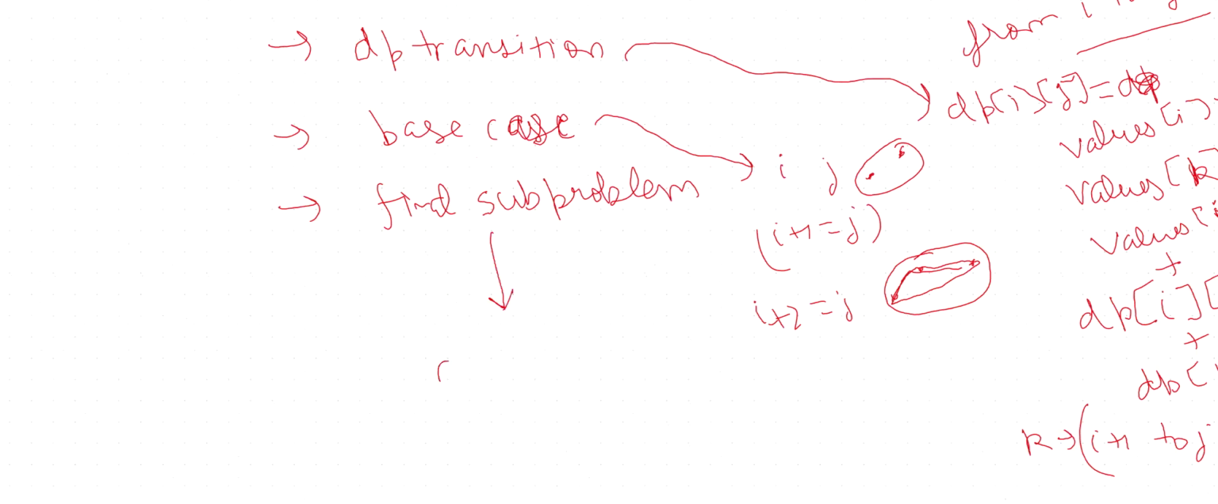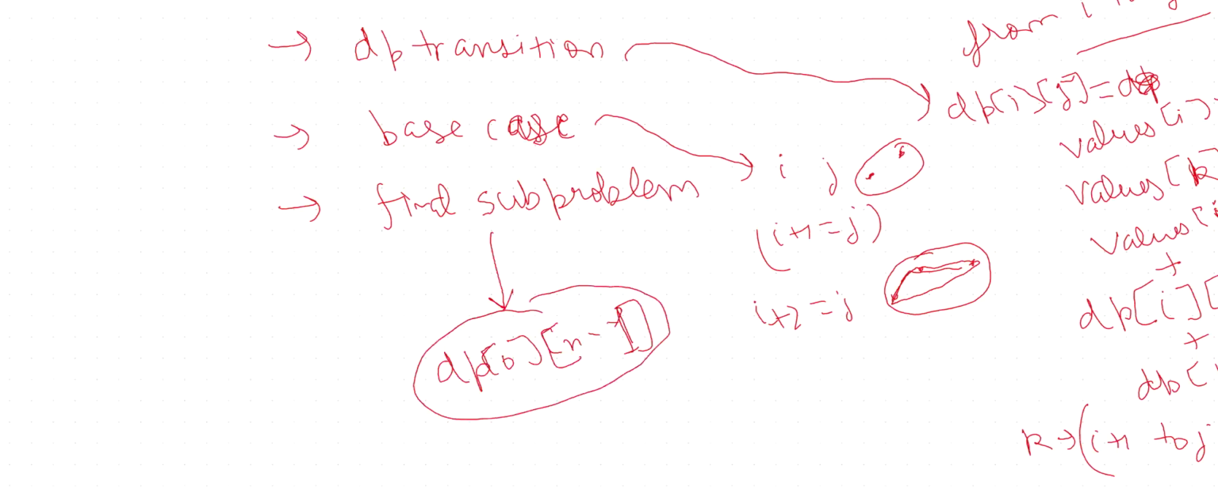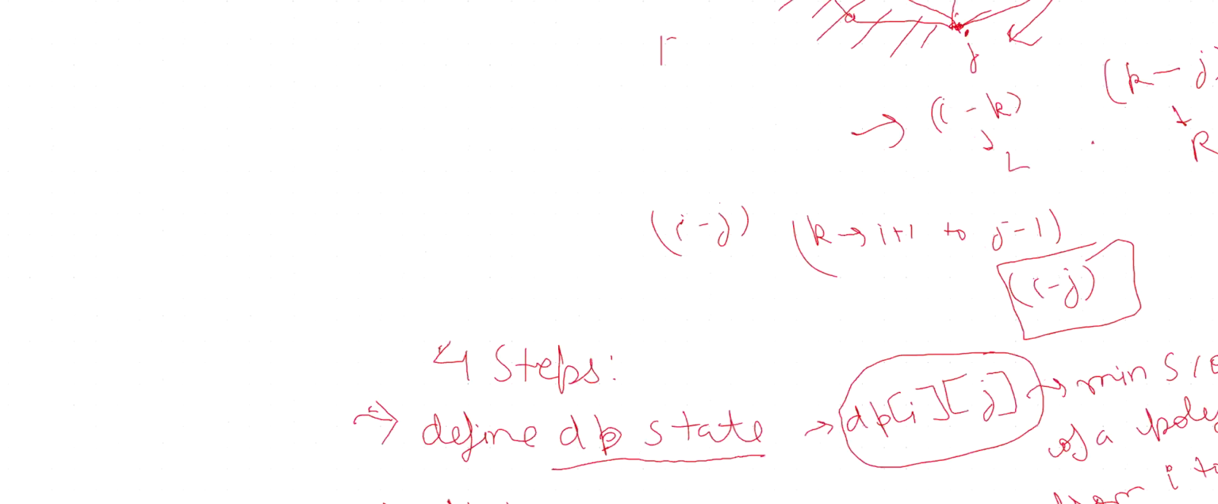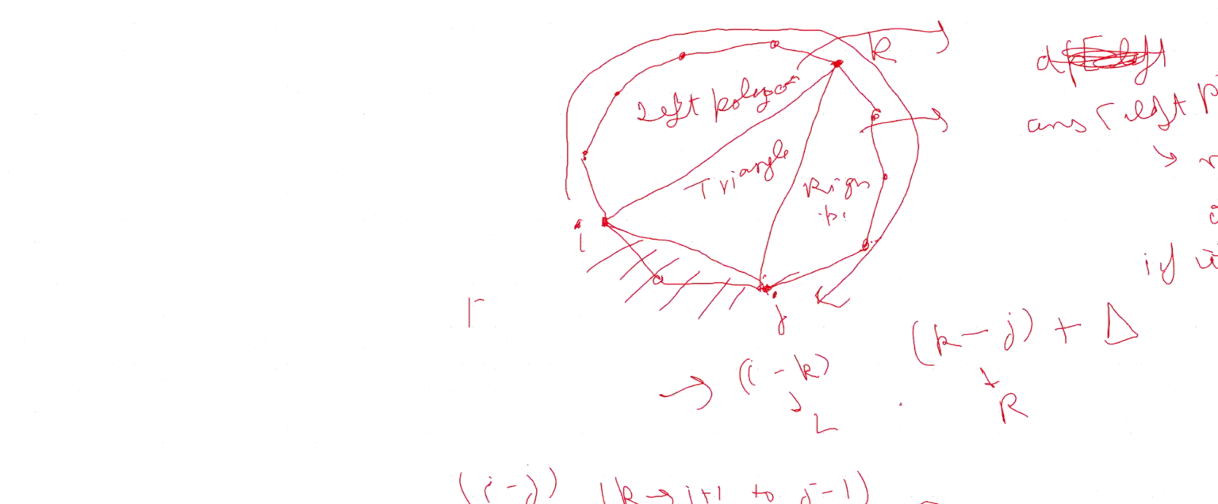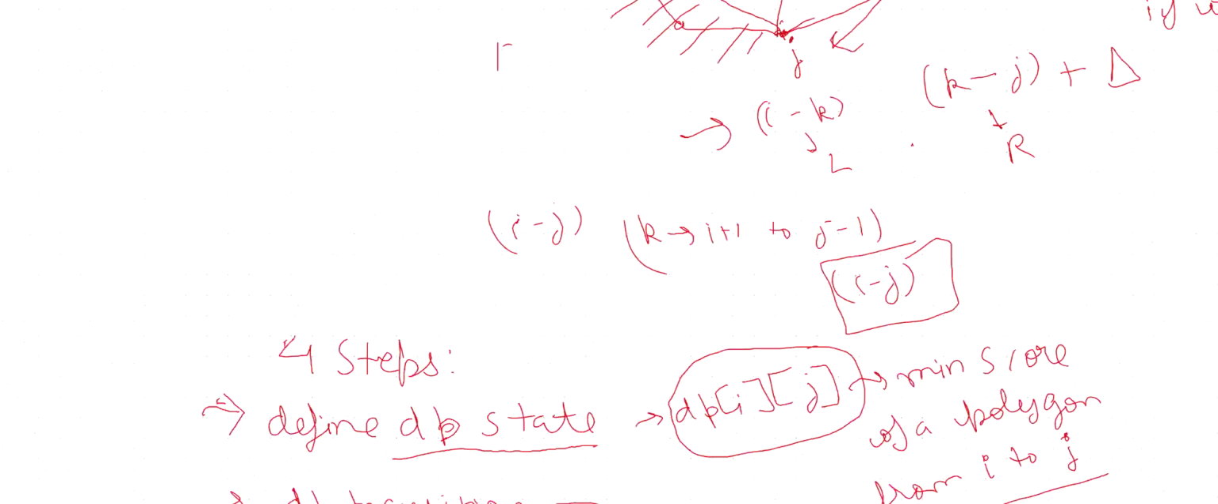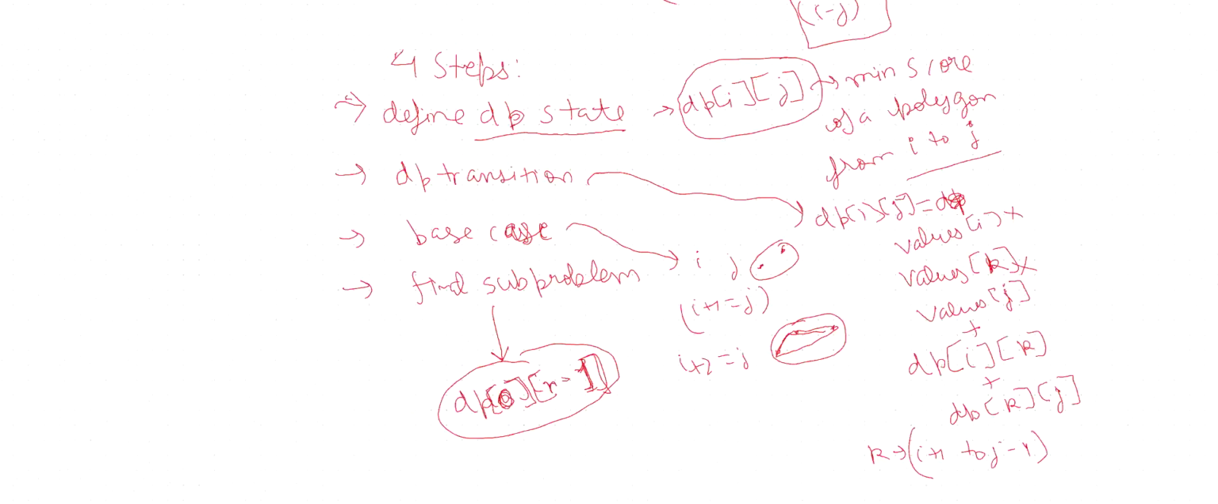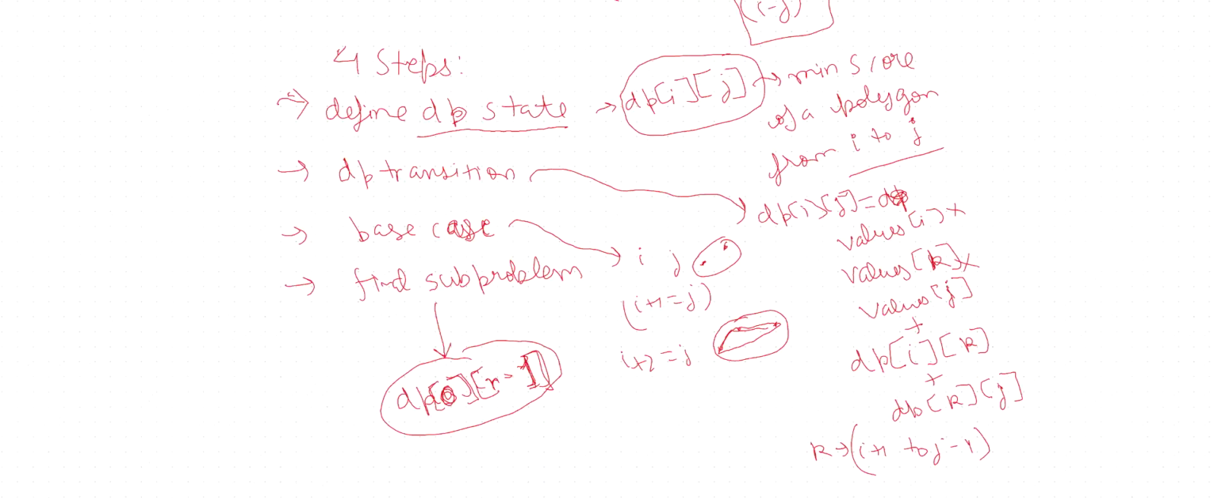Now, what will be your final sub problem? Can I say dp of 0 and n minus 1? dp of 0 and n minus 1 will be your final problem. Why? Because I want to get the final answer of a polygon whose starting point is 0 and end point is n minus 1. That is my final sub problem, because that way I will have the minimum score of the whole polygon. So okay, this is the solution. Now I will get into the code.